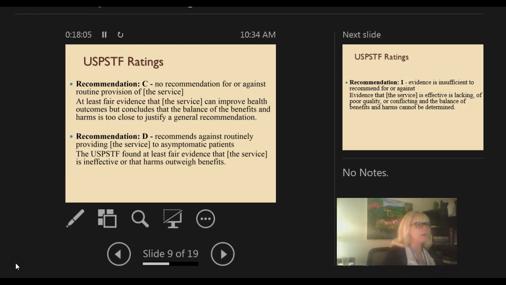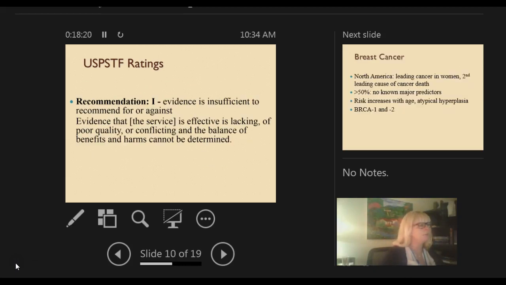C, there's no recommendation for or against. So we're not really sure. The benefits and harms are too close to justify a general recommendation. Recommendation D, they recommend against providing the service. And I, there's insufficient evidence to recommend for or against.